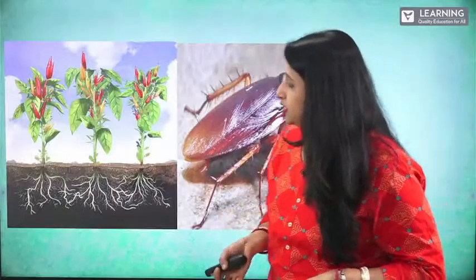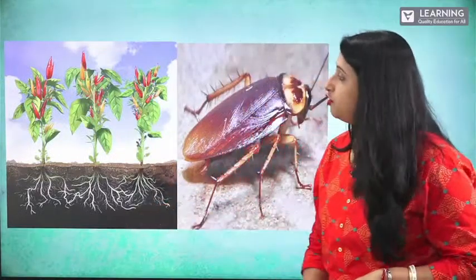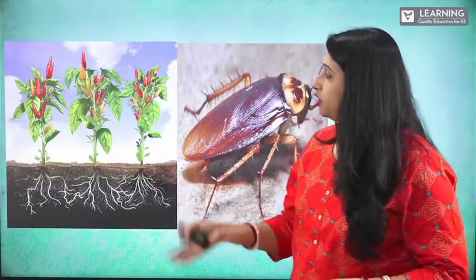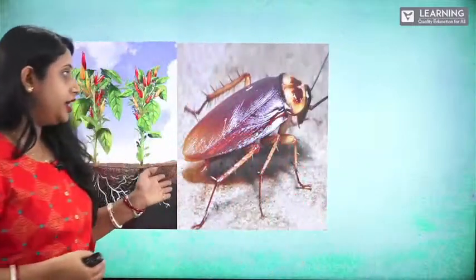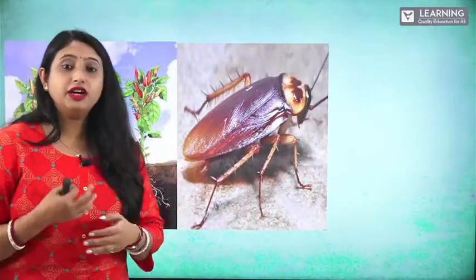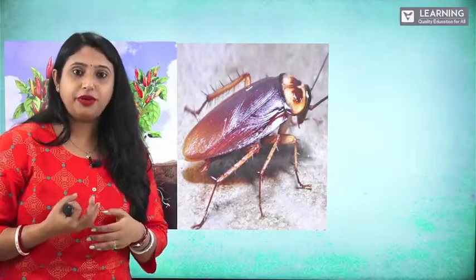Now what you can see here, on this side you can see a picture of a plant which is showing the roots, which is showing the leaves, right? So in plants, they have morphology. What is morphology? Morphology means the study of the physical appearance of the plant. So here on this side you can see a cockroach, right? So a cockroach also has a physical appearance, right?